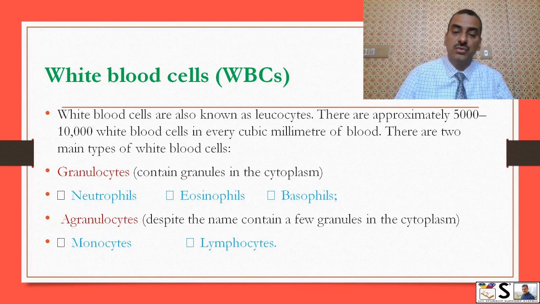Agranulocytes, as the name suggests, have no granules, but some granules are present there. These are monocytes and lymphocytes.